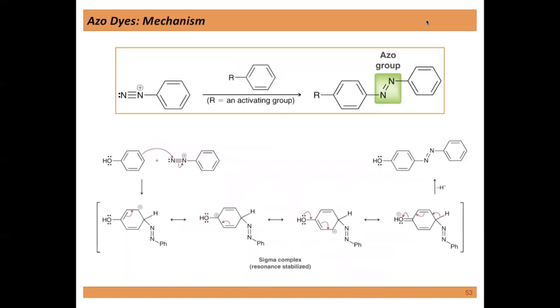So in summary, what you need to make these azo dyes is a diazonium salt, and you need an activated aromatic group. And so again, these tend to be oxygens or nitrogens, and they tend to add to the para position.